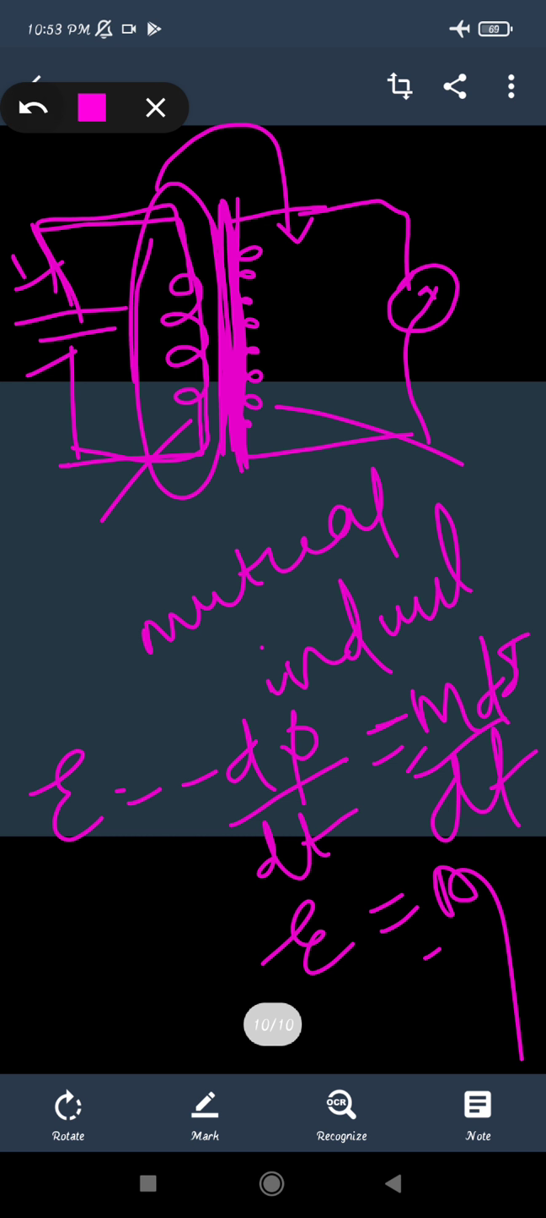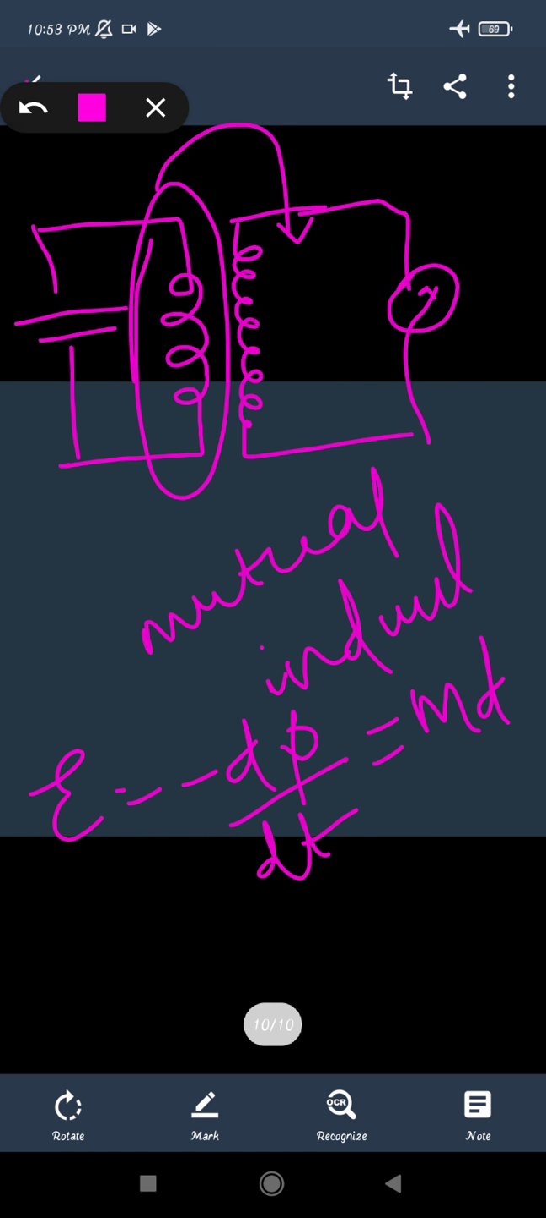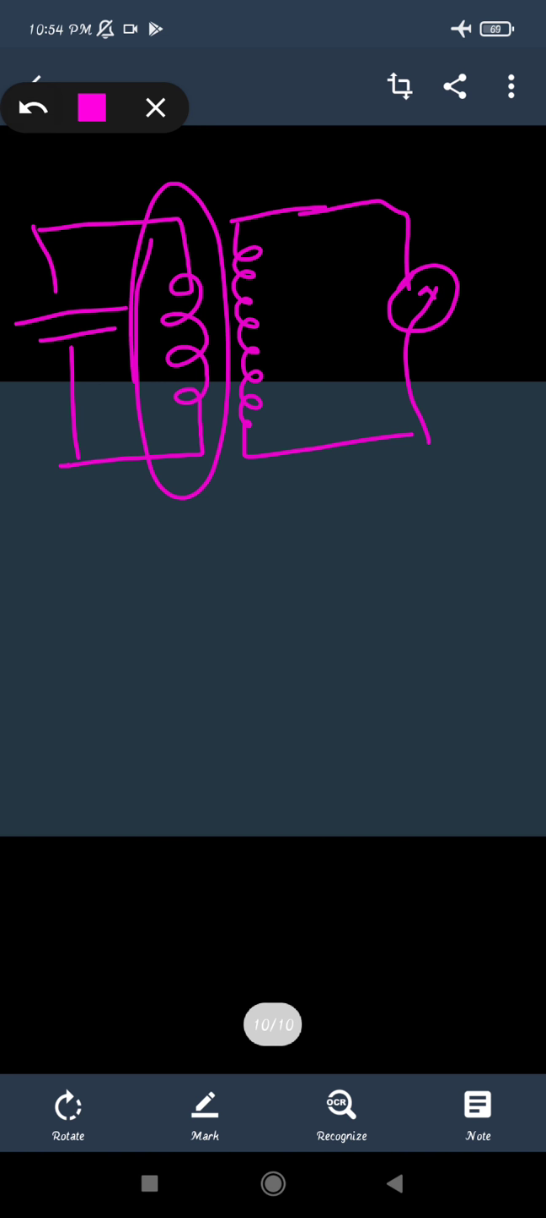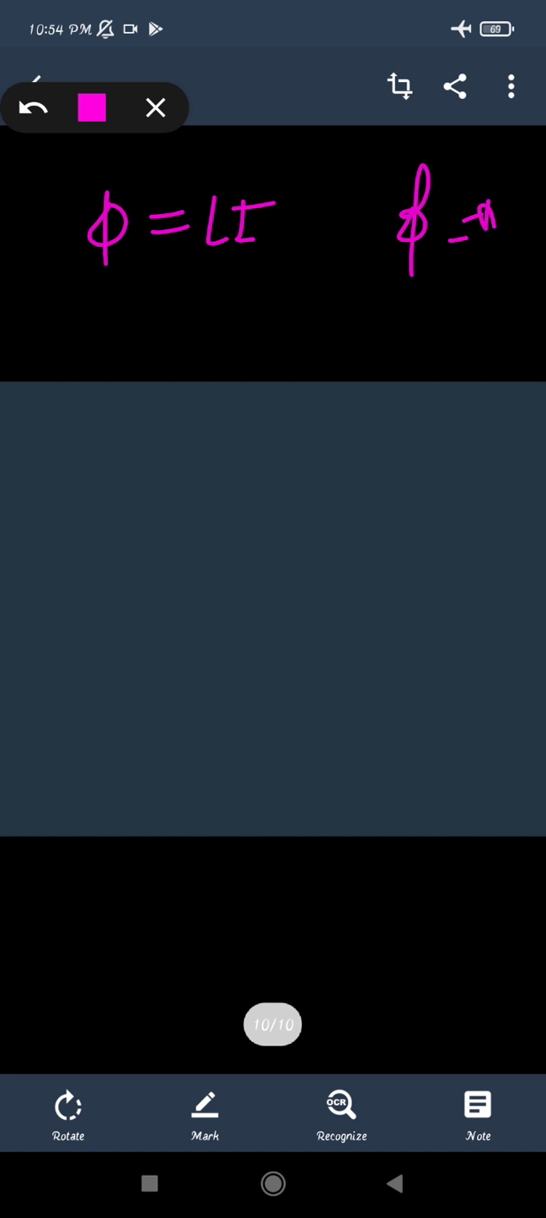That is, the induced EMF E was given as M di by dt for mutual inductance, and again minus L di by dt for the self inductance. What are the values? That phi is equal to Li for self inductance and phi is equal to Mi for mutual inductance. If we talk about a mutual induced EMF, then it will be epsilon equals minus M di by dt. Like if we talk about phi, then it will be Li for self inductance. If we talk about mutual inductance, then phi is equal to Mi.